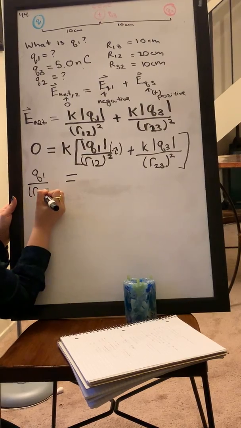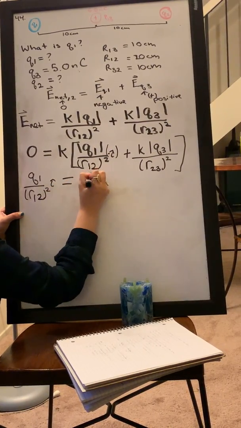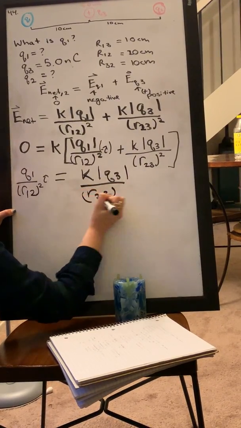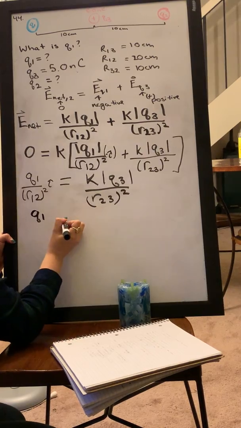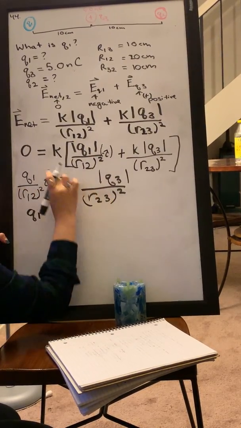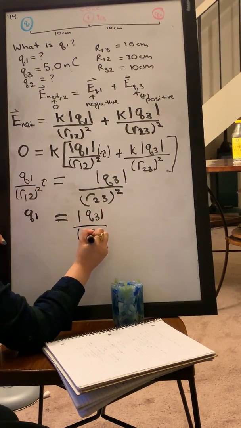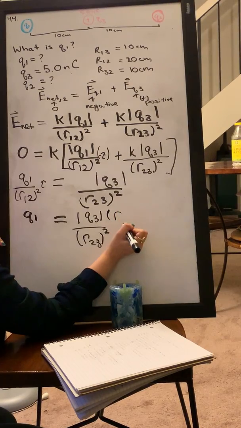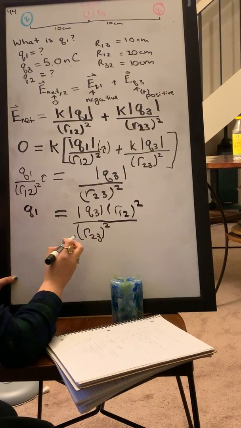Then we get Q1 over R12 squared equal to Q3 over R23 squared, and then you'll get Q1 is equal to Q3 divided by R23 squared times this value over here, R12 squared. And then now we just fill in the numbers.